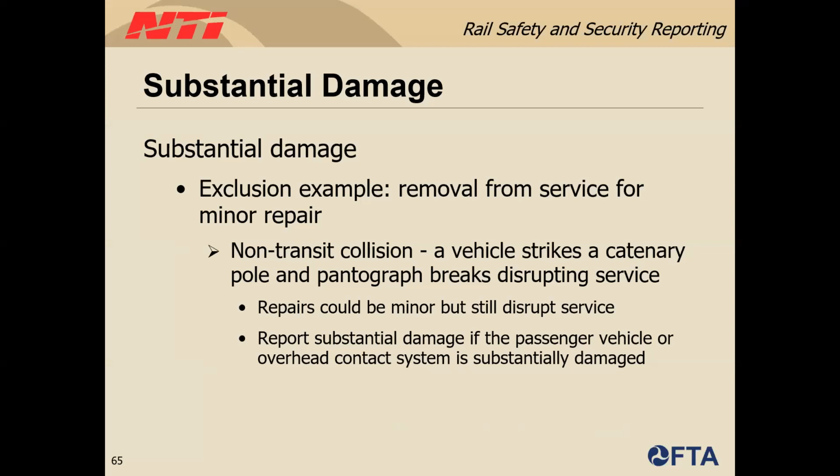Continuing with the example of the exclusions from service for minor repairs, in a non-transit collision where a vehicle hits a catenary pole disrupting service, the repairs could be minor, but the disruption to service could be significant. Agencies would report substantial damage if the passenger vehicle or overhead catenary system is substantially damaged, per criteria, as a result of the event.